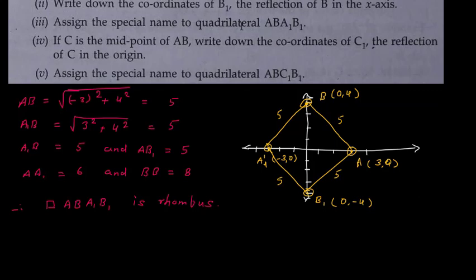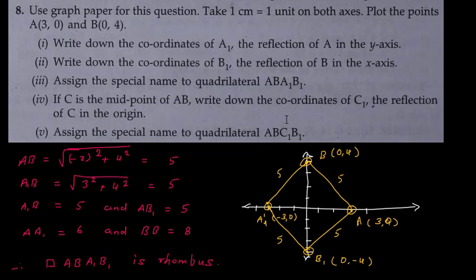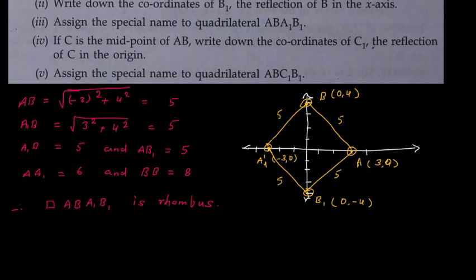Okay. Now next question is assign the special name to the quadrilateral A B A1 B1. So we have assigned. Now the fourth point is if C is the midpoint of AB. So here we have AB. I have a midpoint C somewhere here. So let us say this point is C. If C is the midpoint of AB, write down the coordinates of C1, the reflection of C in the origin. So first of all, I will write the coordinates of C. So here C is the midpoint of AB.